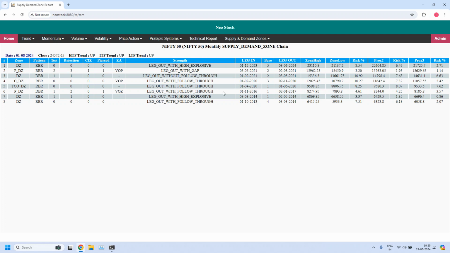And also look into the current time frame trend as the LTF trend, and one time frame higher as the HTF, and one more time frame higher. So currently monthly is an LTF uptrend. One time frame higher, quarterly, is an uptrend, and one more time frame higher, yearly, is also an uptrend. That way you have to understand the rest of the reports.